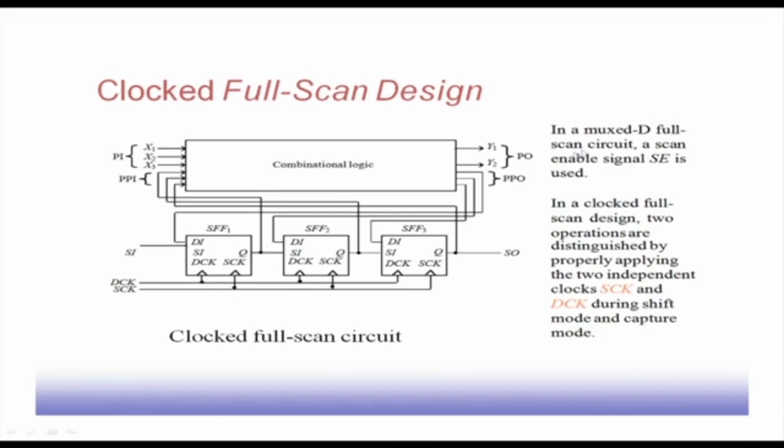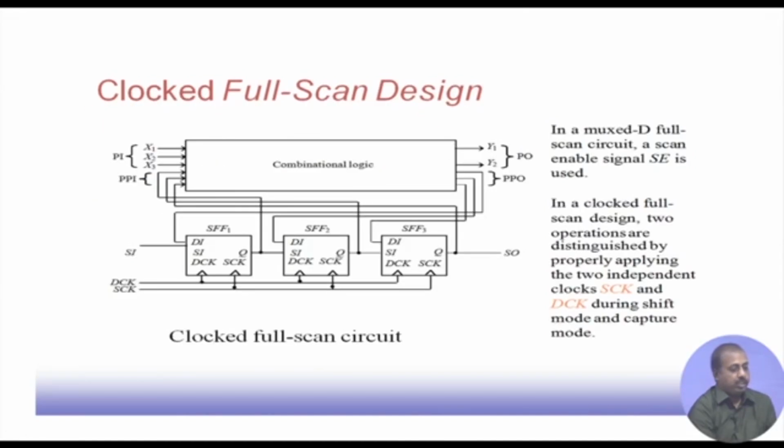In a muxed full scan design, a scan enable signal is used. So, here we do not have any scan enable signal, that was there in the muxed full scan design. In clocked full scan design, we have got 2 clocks, DCK and SCK, 2 independent clocks for shift mode and capture mode of operation.